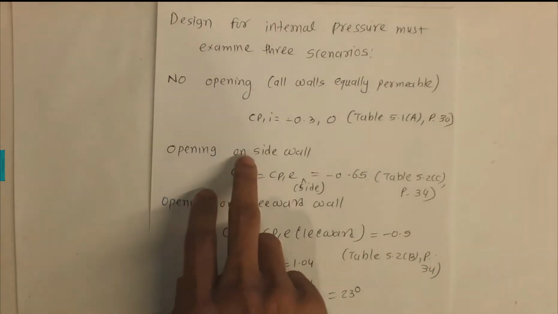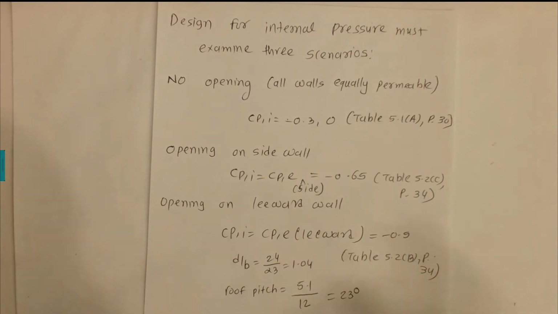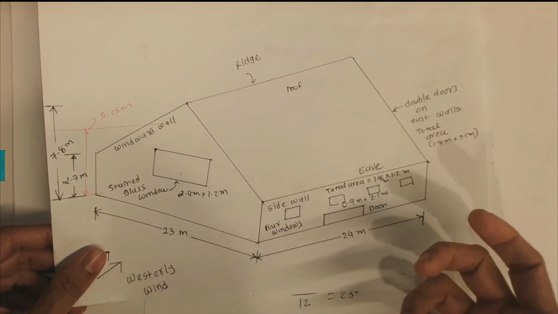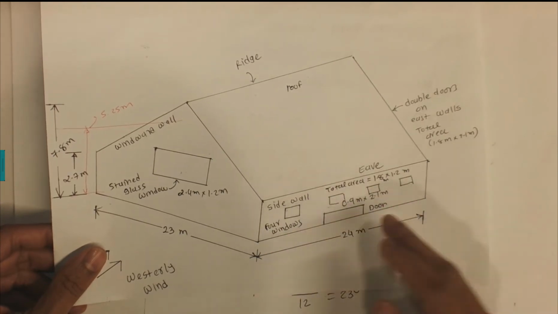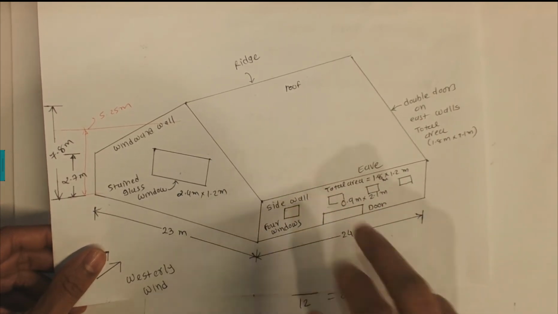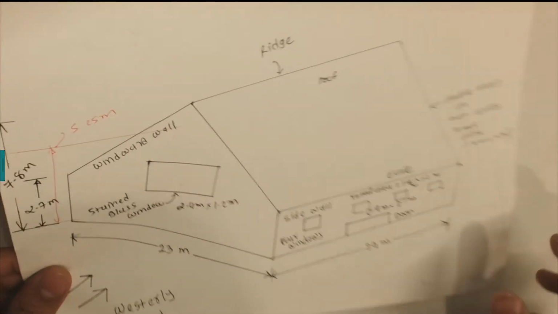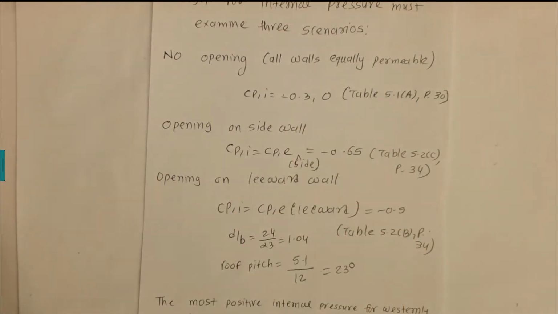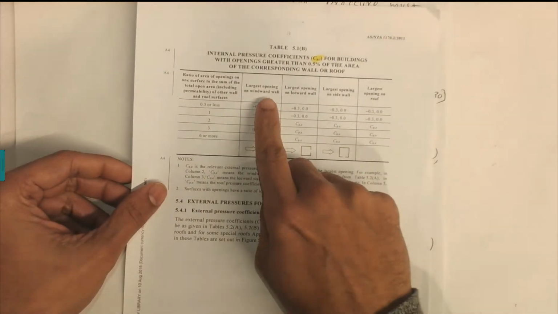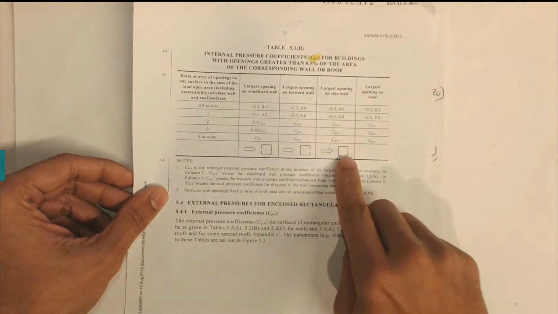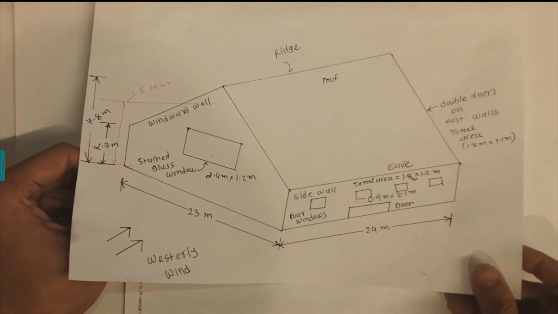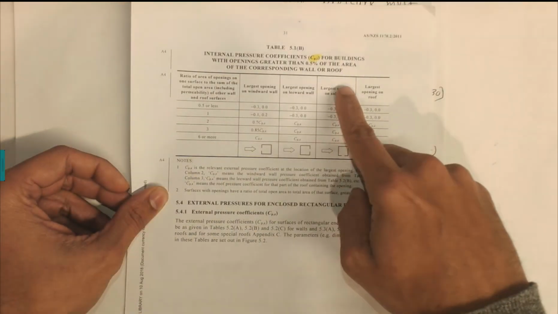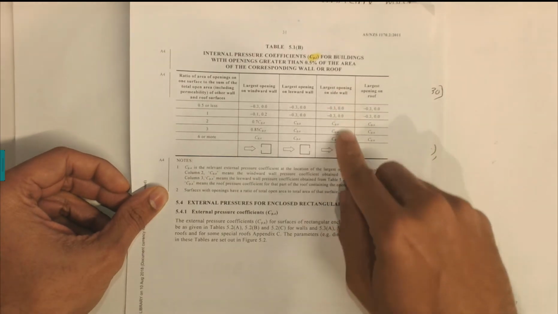Another one is opening on the side walls. So let's assume that these windows or the doors are broken and they have an opening when the severe winds are coming. In that case we can consider that opening on the side walls. So we need to find the largest opening on the side walls. As you can see, the wind is coming from this side, so the opening on side walls will allow us to use these values.